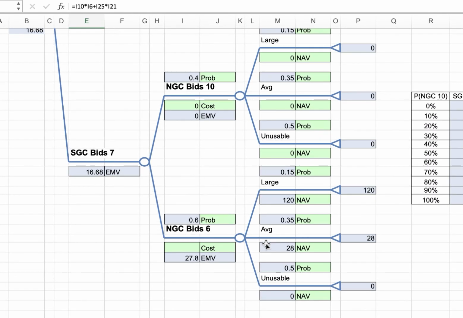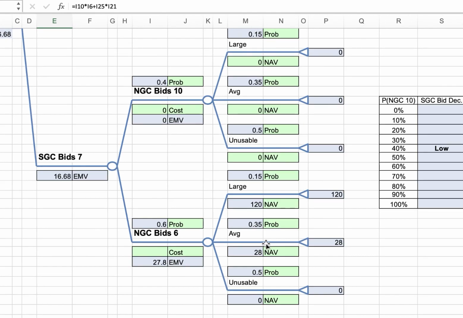Now we just need to update a little bit of information here for the low bid. If SGC bids low and NGC bids high, their cost will stay zero. SGC pays nothing because they would lose the bid, so they don't pay the 5 million and they don't pay the 7 million. But when SGC bids 7 and NGC bids low, which happens according to the model 60% of the time, or 0.6, they would win. 7 million plus an additional 5 million makes the total cost in this case 12 million.